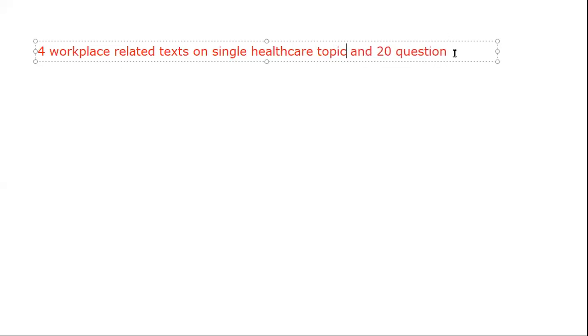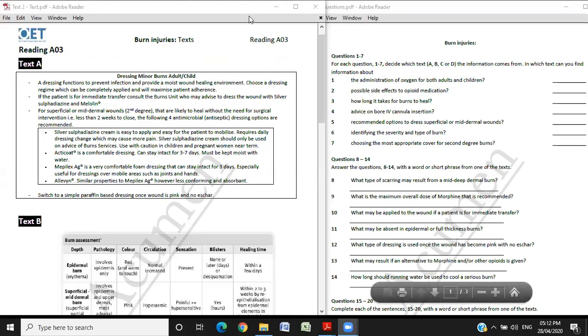Now, what are the skills being tested? Okay, so if we have 20 questions, what kind of questions do we have? So you have a total of 3 types of questions when it comes to reading part A. You can see here on the other side of the screen, you have questions. So here we saw the text, and on the other side here, you have the questions.